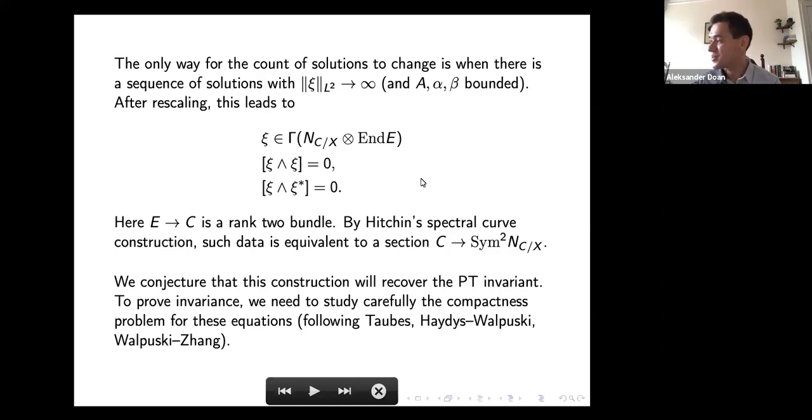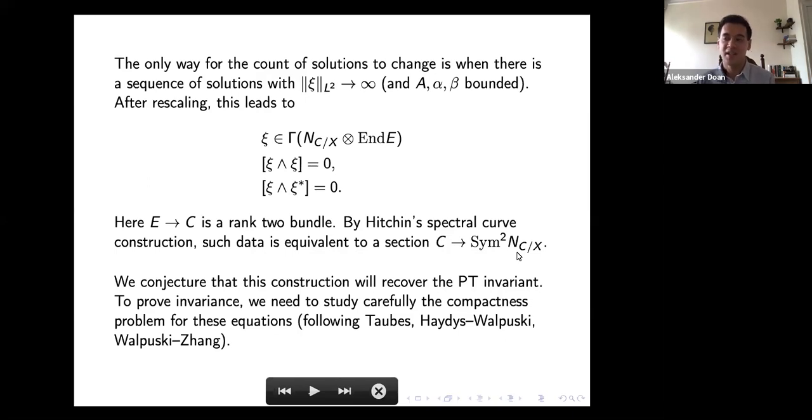Sorry, I think I said it wrong. I get in total, each matrix has two eigenvalues, but then I tensor with N, so I have 4 of them. That gives me 2 points in the normal bundle. I'm sorry, I misspoke. This is essentially the same as the Hitchin spectral curve construction. So the point is that over each point in the curve, I have 2 points in the normal bundle. That gives me a section of the symmetric product.